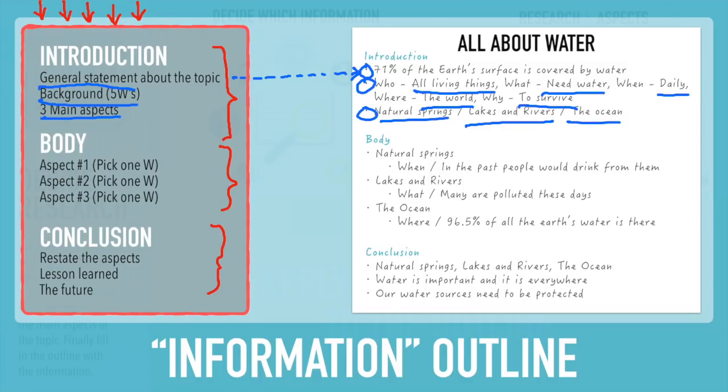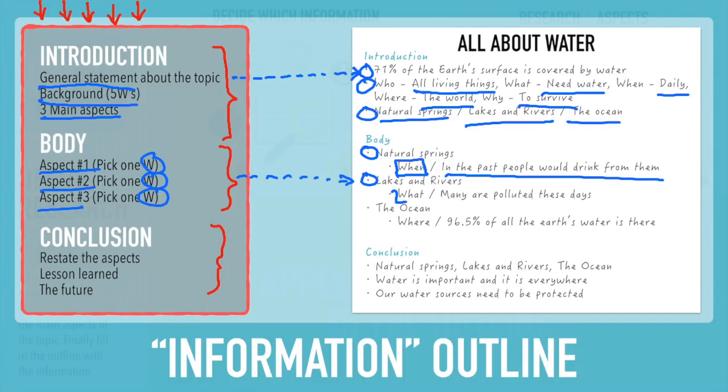So I need to give aspect 1, 2, and 3 and pick 1 W to talk about for each aspect. So let's go here and let's see what I did. So for natural springs, one aspect I chose to use was applied to when, and I said, in the past, people would drink from them. Then I went to lakes and rivers and I chose what? And I said, many are polluted these days. And finally, the ocean. I said, where? I said 96.5% of all the world's water is there. So I've picked one W for each of the aspects.